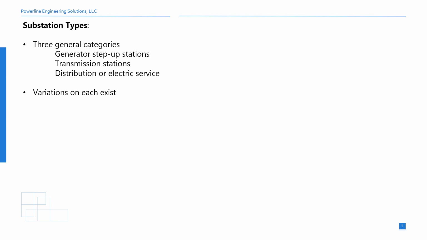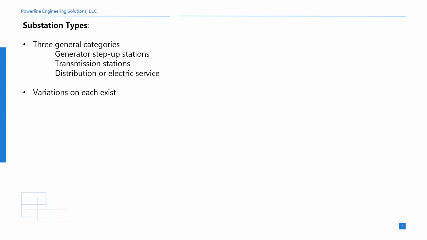Substations can be broadly divided into 3 general categories, depending on their functionalities and the purpose they serve. Of course, many variations of each may exist. Firstly, there are the generator step-up stations, which, as the name suggests, step up the voltage from the generator terminal to the required transmission system level voltage. The generation in this case can be both traditional or renewable, such as wind or solar, or energy storage systems.